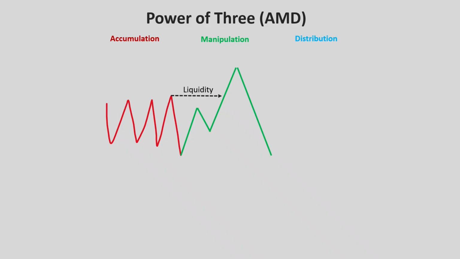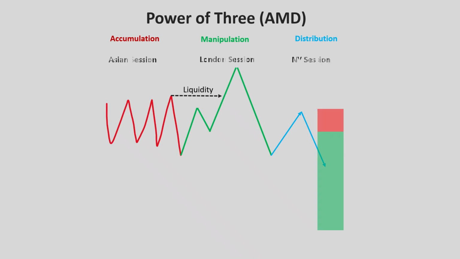Next comes manipulation, the sudden false breakout designed to grab liquidity and trap traders in the wrong direction. This is where the market tricks you into thinking you've spotted the move, when in reality, it's just setting you up. Finally, we have distribution, the actual move in the intended direction, often breaking away from the range created during manipulation. Now, here's where it gets interesting.